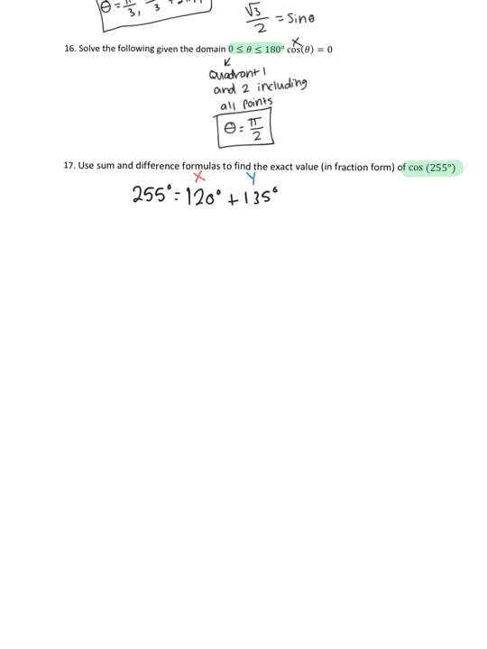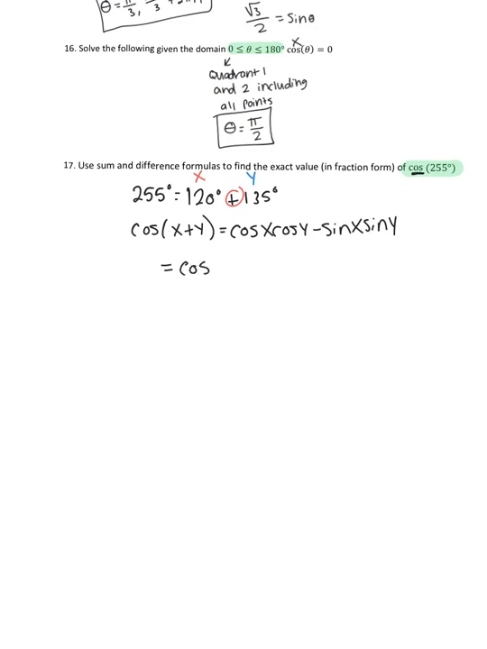Since I'm looking for the cosine and I'm adding these together, the formula that you're going to look for on your formula sheet is the cosine of x plus y. So cosine is coming from here, and I'm using x plus y because I'm doing a sum. I'm adding those two things together. So I'm just going to rewrite the formula. And then I'm going to substitute. So wherever I see an x, I'm going to replace it with 120. Wherever I see a y, I'm going to replace, excuse me, with 135.